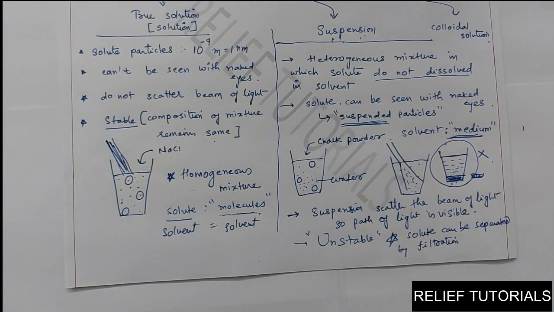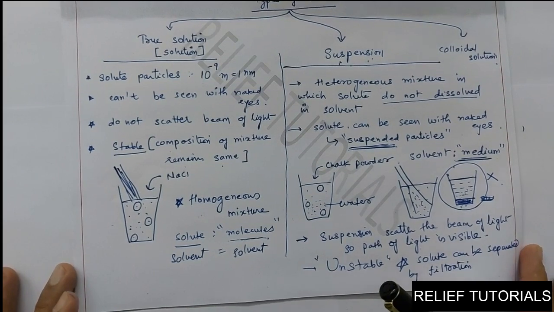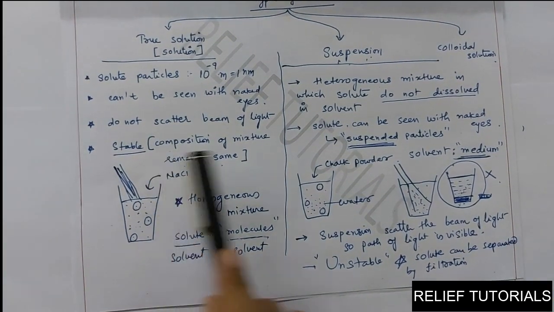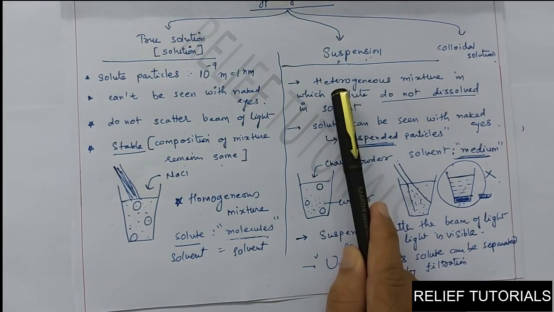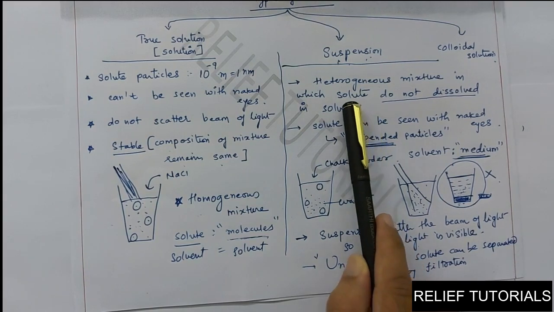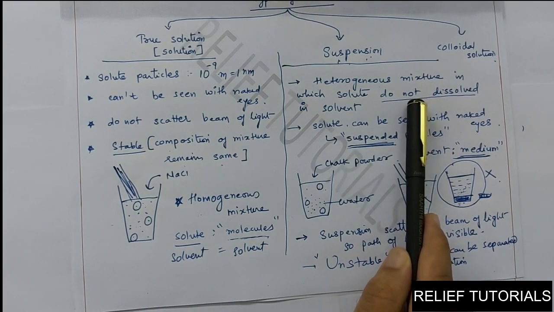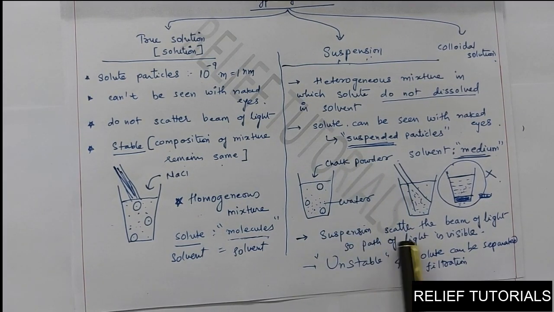So that's why I have used this page here in place of the board, so that we can compare these two simultaneously. So we have the comparison between true solution and suspension. So what to remember in the suspension? Suspension is one type of heterogeneous mixture. The particles can be seen with the naked eyes. Solute particles do not dissolve in the solvent. Suspension scatters the beam of light, so the path of light is visible.